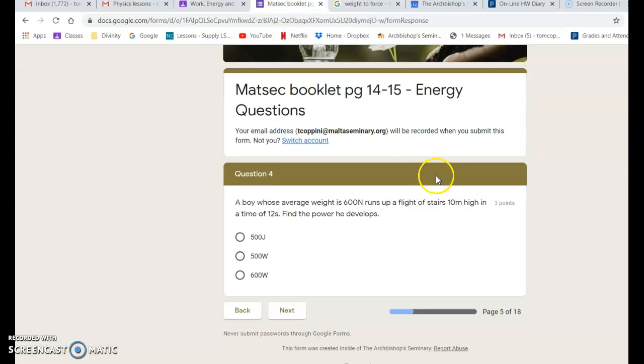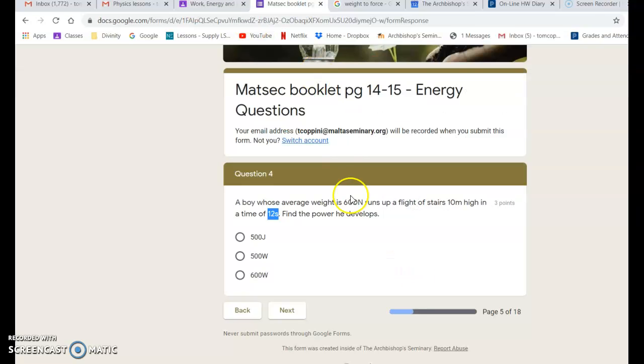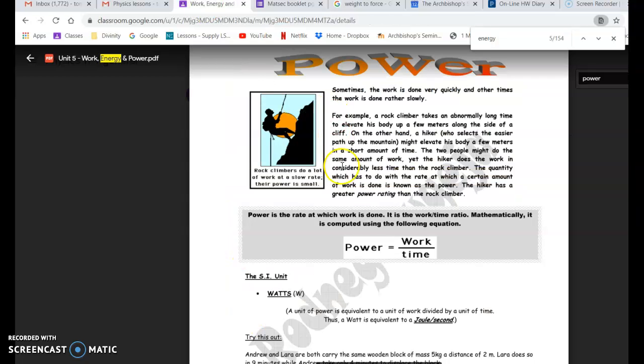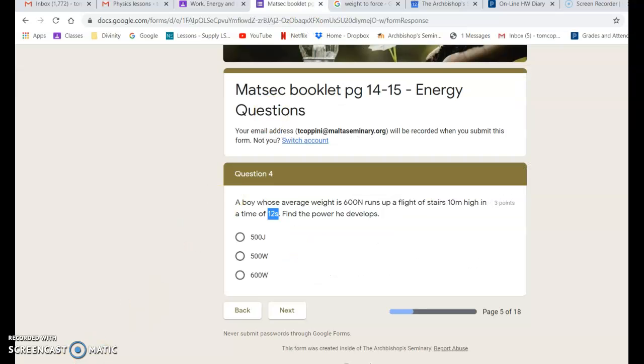And now for power equals work done over time. So you found the work done, so you do 600 times 10, and then you do that all over 12 seconds. So divided by 12 seconds, because power equals work done all over time. So you divide those things and you find the answer. Now the answer has to be in watts. It's either this or this.